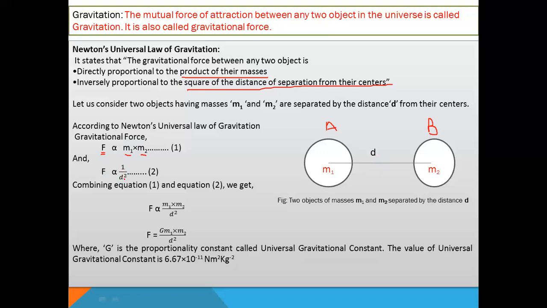1 by refers to an inverse relationship. It means gravitational force increases if distance decreases, and gravitational force decreases if distance increases. If distance decreases, what happens? The force increases. But in the other case, if the product of masses increases, what happens? This force also increases.